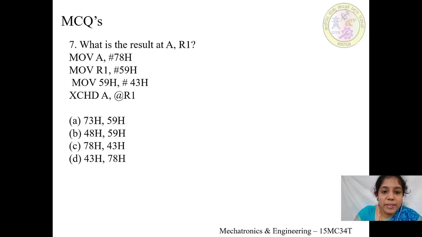What is the result at A, R1? Move A, immediate 78H. Move R1, immediate 59H. Move 59H, immediate 43H. XCHD A, @R1. Option A, 73H, 59H. Option B, 48H, 59H. Option C, 78H, 43H. Option D, 43H, 78H. So let us analyze this.